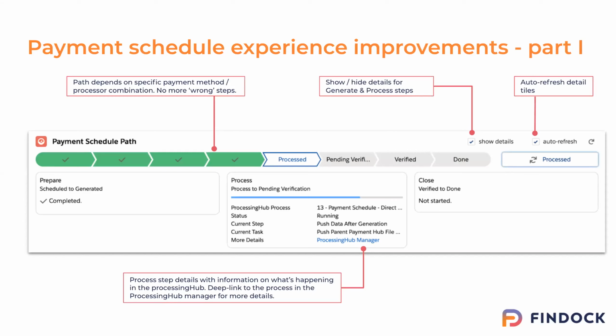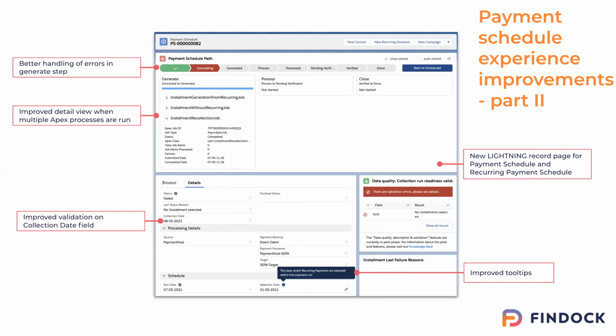So there was an auto refresh button. We showed fewer stages if those stages were not applicable. And when there was a processing hub process running, we created a mini tile showing you inline the updates and the status of the processing hub process underlying that payment schedule. Now, with this release, we continued down that path, and we made several more experience improvements to the payment schedule and the payment schedule path layout. I want to highlight a few to you.